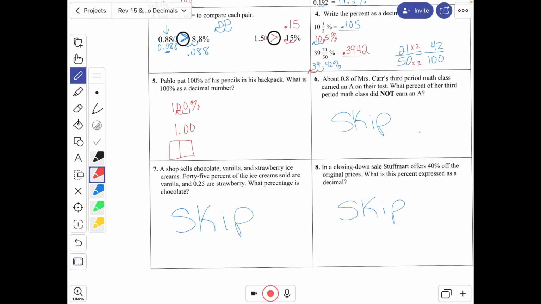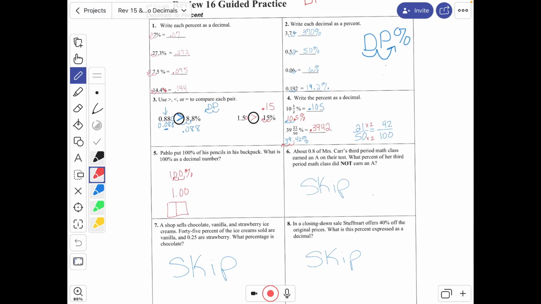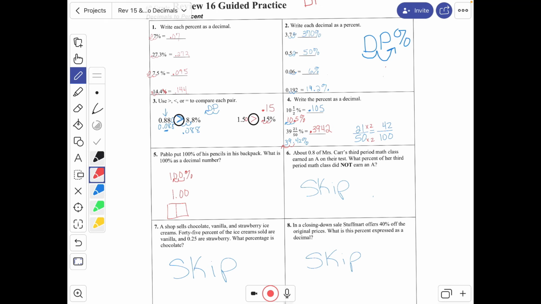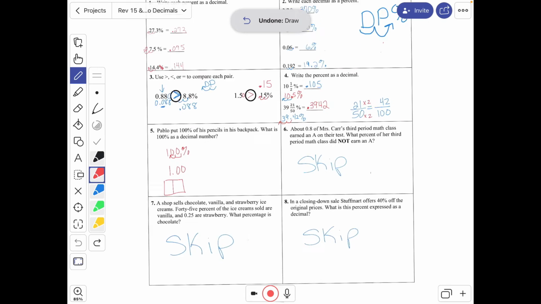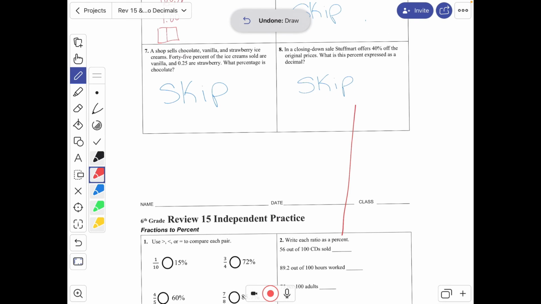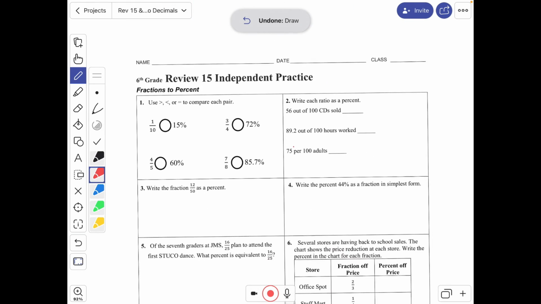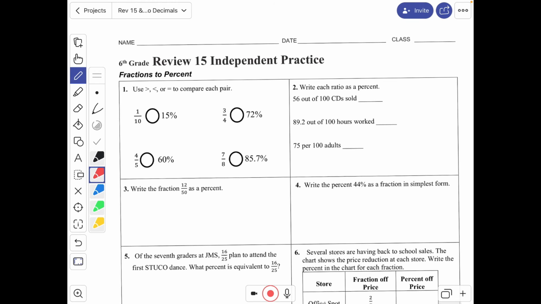Okay, we're going to skip 6, 7, and 8. So if you want to write that down so your teacher knows, I told you you could skip it. Write skip on 6, 7, and 8. And then let's look at your independent practice. I'm going to go back to 15 and look at the independent practice.